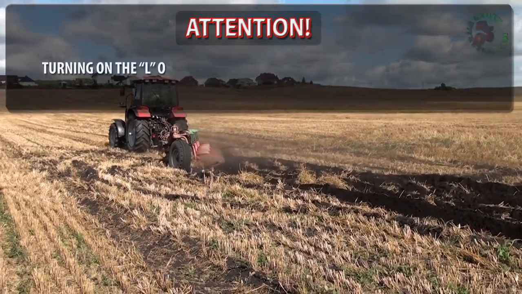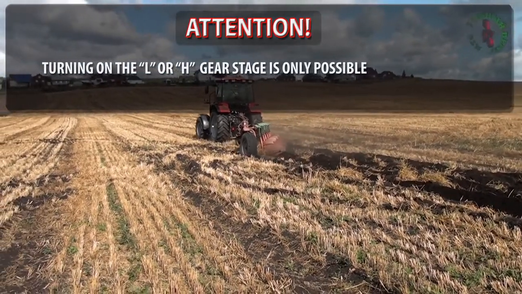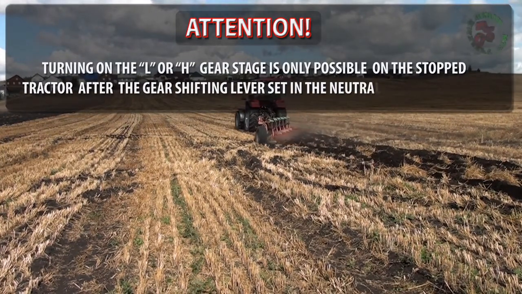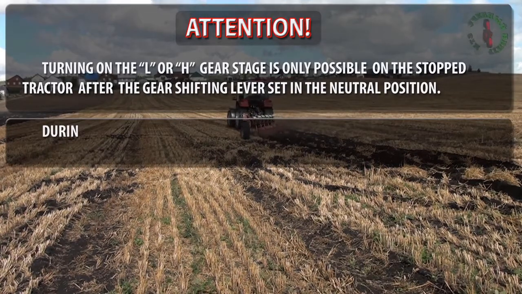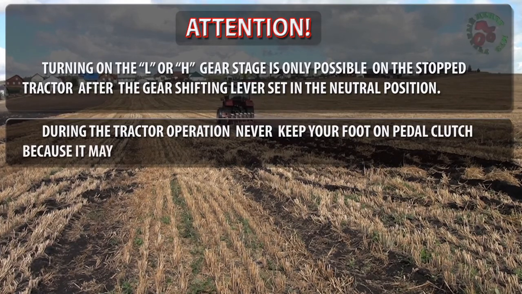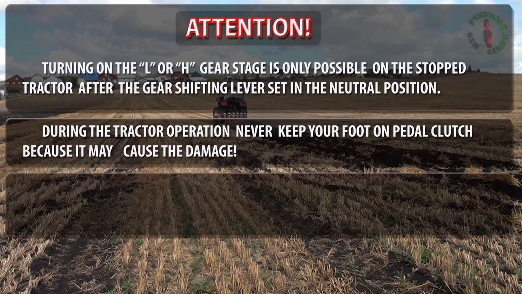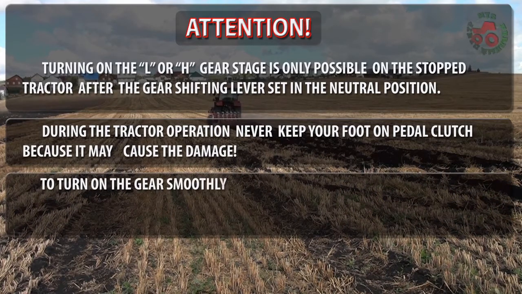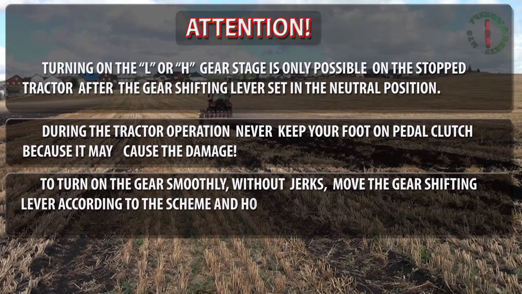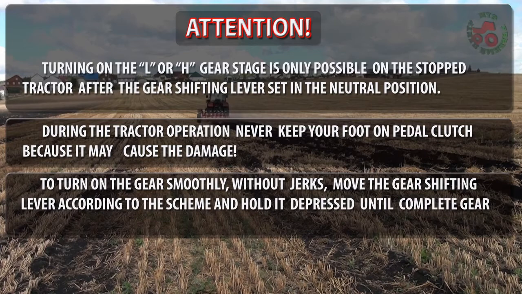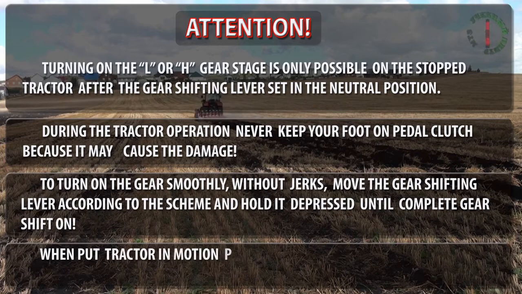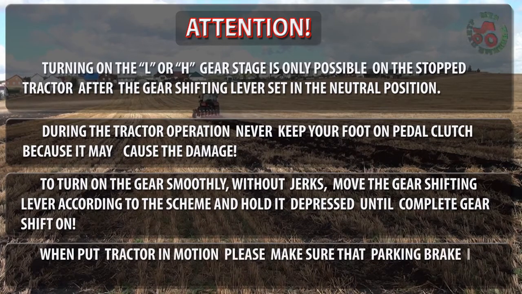Turning on the L or H gear stage is only possible on the stopped tractor after the gear shifting lever is set in the neutral position. During tractor operation, never keep your foot on the clutch pedal because it may cause damage. To turn on the gear smoothly, without jerks, move the gear shifting lever according to the scheme and hold it depressed until the gear is completely shifted on. When putting the tractor in motion, please make sure that the parking brake is disengaged.